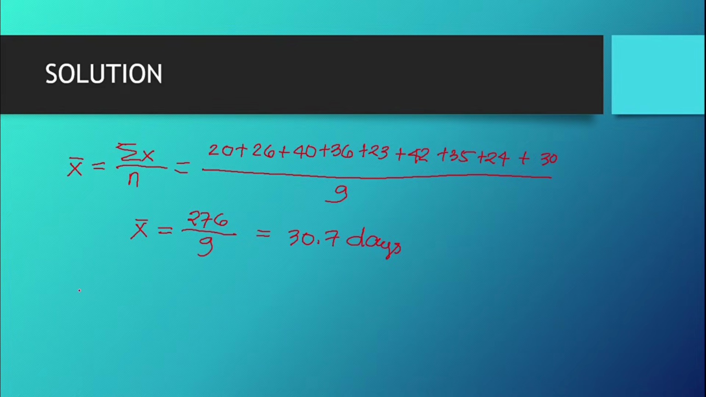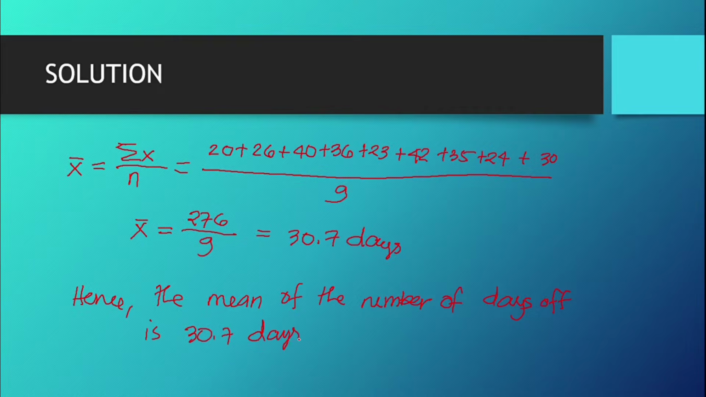So we can conclude that the mean of the number of days off is 30.7 days. Hence, the mean of the number of days off is 30.7. So that's it, and that's how to find the mean of the given data.